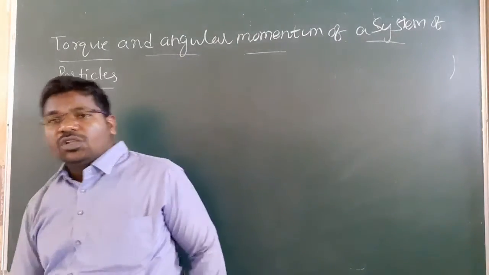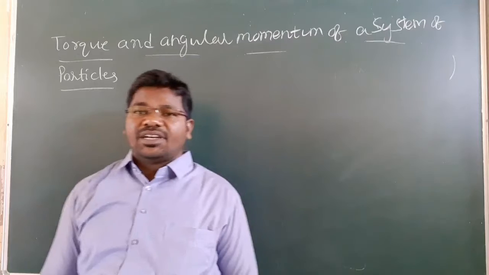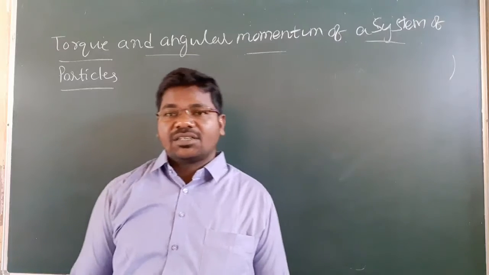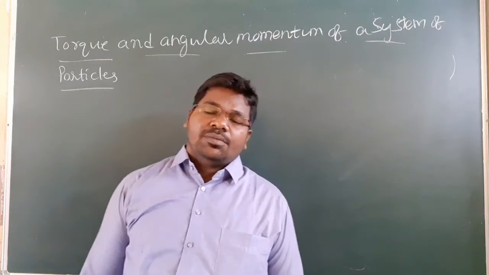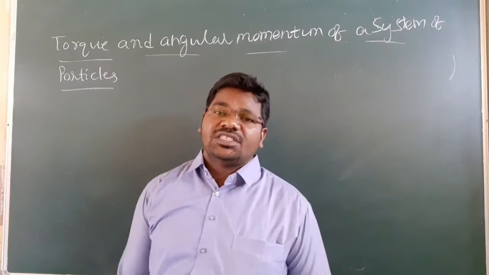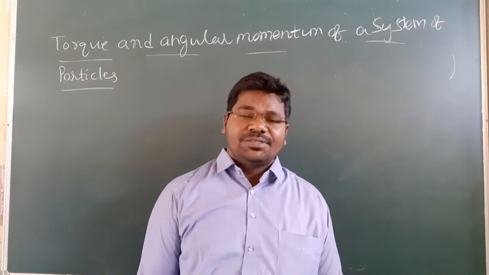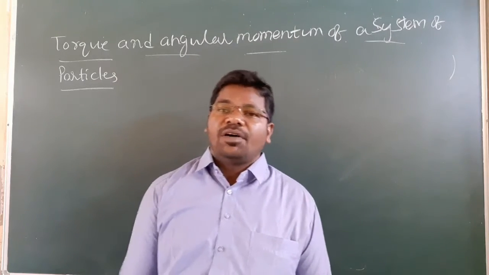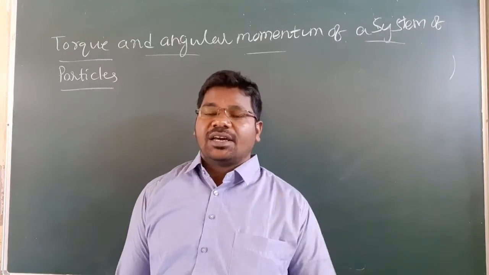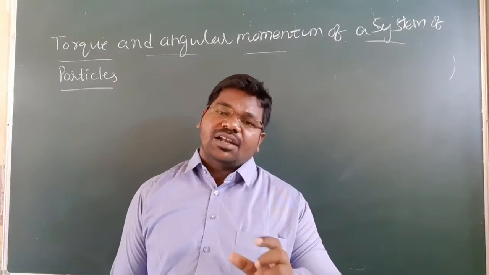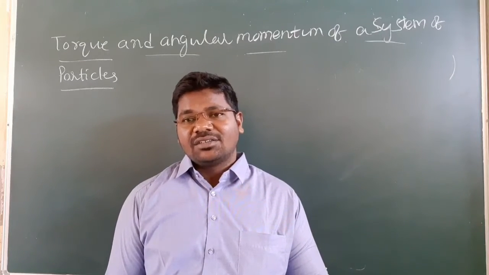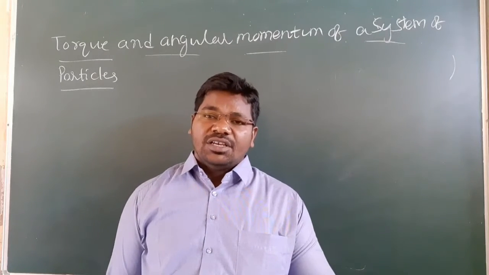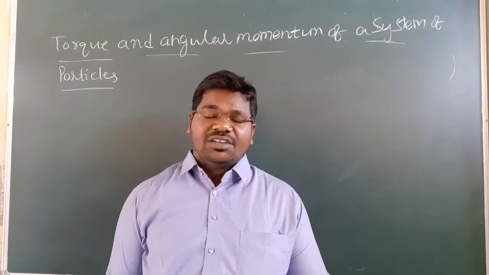See here, we know the definition of torque: force into perpendicular distance. We know the definition of angular momentum, L is equal to mvr, the product of perpendicular distance and momentum. Now for a system of particles, consider a body made up of a number of particles. Each minute particle has some momentum, some velocity. So consider a group of particles or objects, each having different angular momentum and different torque.